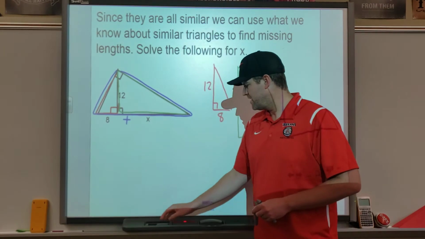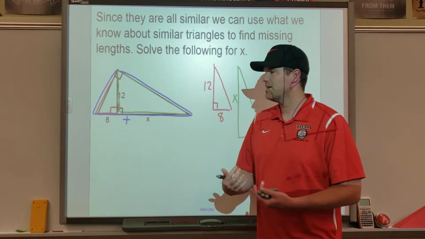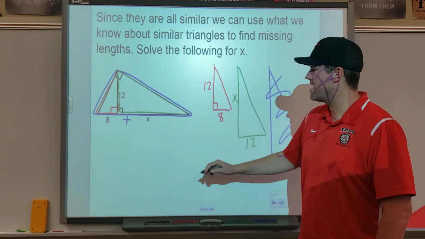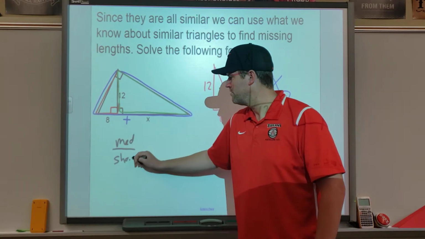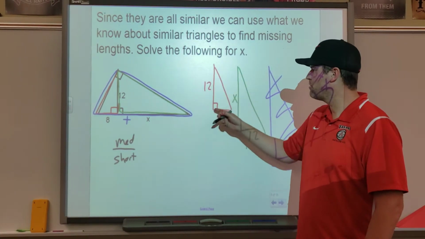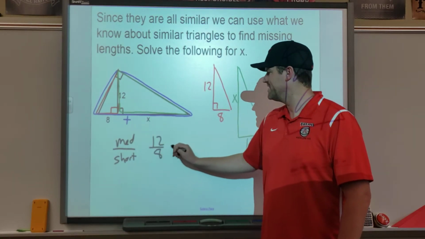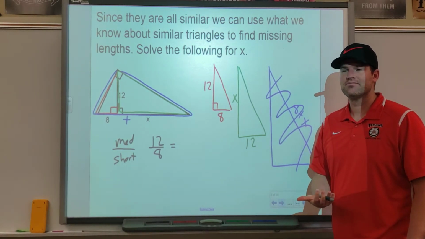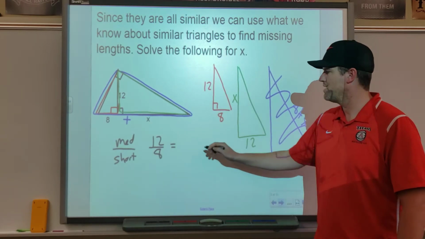And now we can go ahead and do what we did with similar triangles. We can set up a proportion and solve. So I could do medium side over short side. So medium over short. Or the way I have them oriented, I could say height over base, right? Or vertical part over horizontal part. So if I set up the fraction 12 over 8, what fraction would I set up from my second triangle? Well, yeah, if I did 12 over 8, the second one would be x over 12.